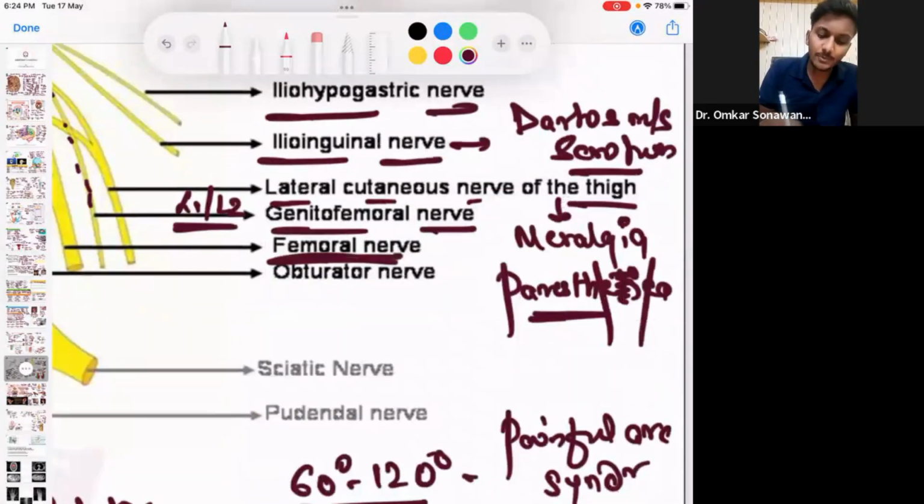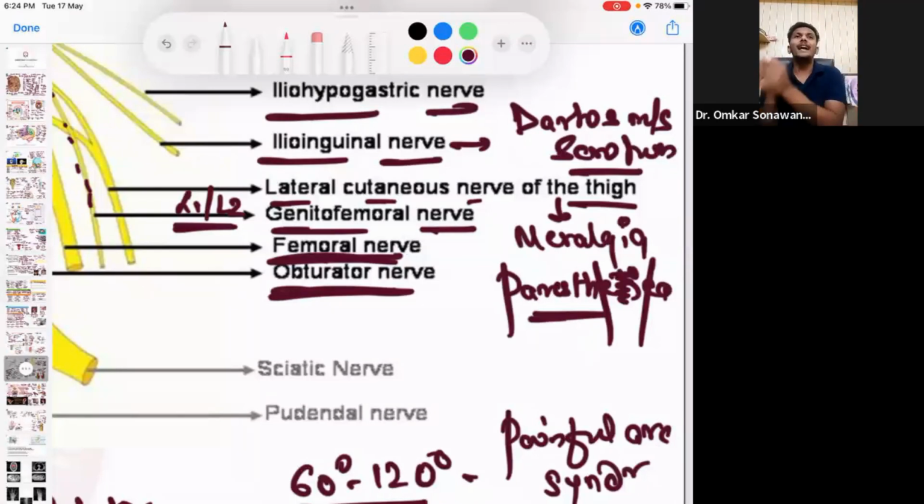Then we have a larger branch known as the femoral nerve, which will innervate the lower limb. Okay, femoral nerve. And we also have a obturator nerve. So femoral nerve will innervate which compartment of the thigh? Very good. Femoral nerve innervates the anterior compartment of the thigh. That is your quadriceps femoris muscle. ठीक है? Quadriceps femoris muscle is innervated by the femoral nerve.